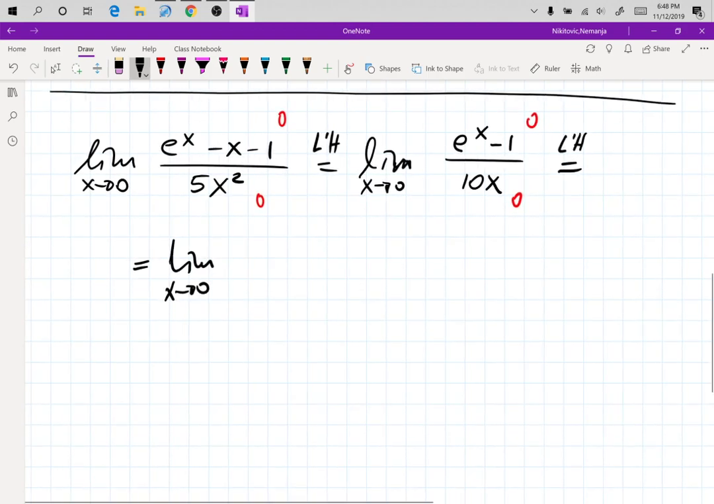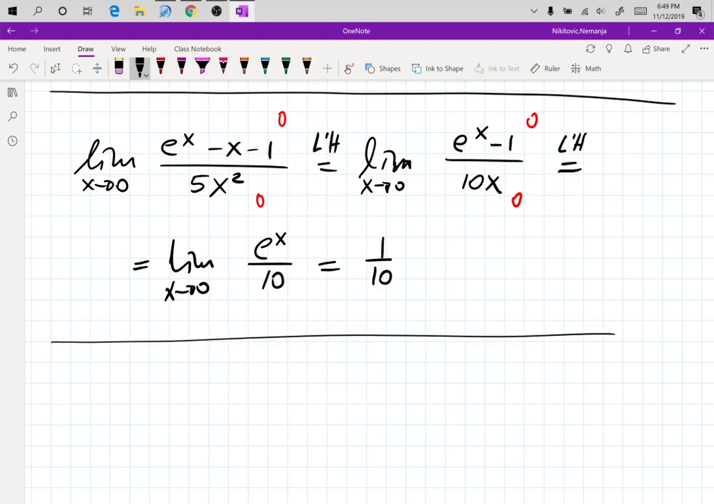As x goes to 0, when I take the derivative, I get e to the x divided by 10. Now when I plug in 0, I get 1 over 10. There is no 0 in the denominator anymore, no infinities or anything like that. So that's just the basic limit now, and we have the answer. You go to Desmos, you graph it, and you will see that as x goes to 0, which is the y-axis, the y-intercept is 1 over 10. Cool beans. Let's see what else.